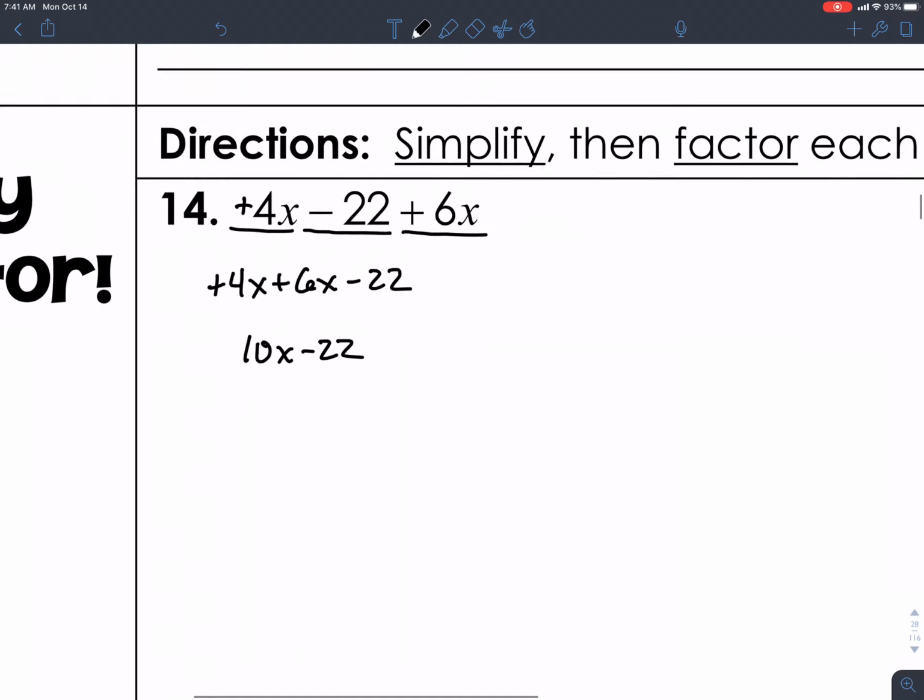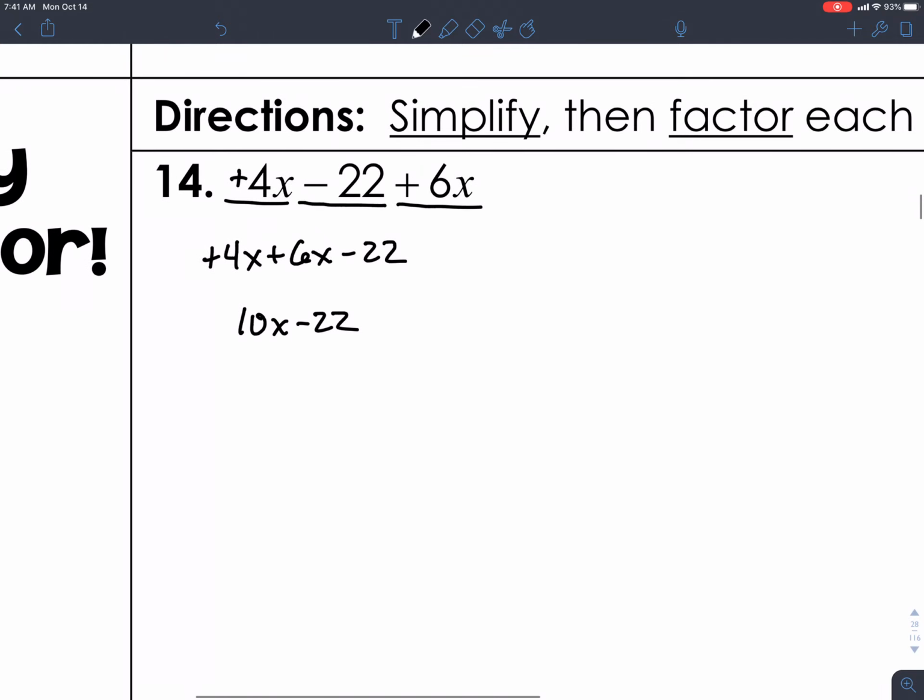Then I go, okay, what numbers go into 10 and 22? Well, what's 10? We've got 1 times 10, 2 times 5. Those are the only numbers that go into 10. 22, we have 1 times 22, 2 times 11. I think that's it. I don't know of anything else that goes into 22. Well, here we are. We've got a matching number, 2. I can divide both of these by 2, and you can put the plus sign there.